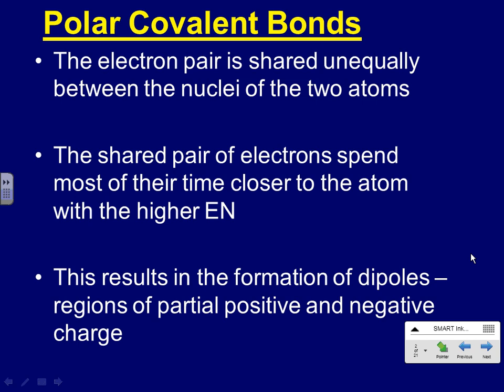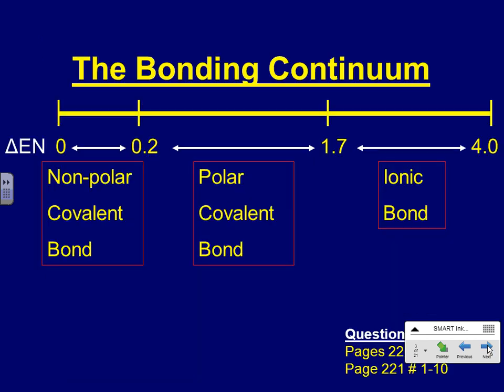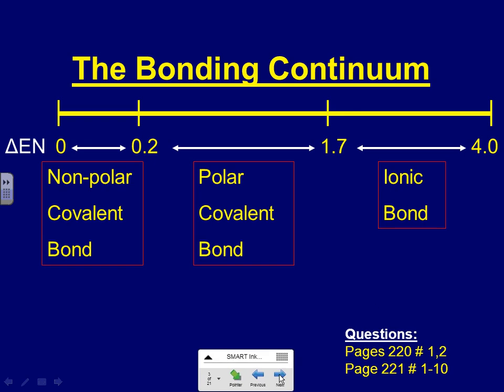This results in the formation of dipoles, regions of partial positive and partial negative charge. Again, very much like last year. And again, we have that delta En. If the difference is between 0.2 and 1.7, then we say that it is polar. And there's the bonding continuum there. 0 to 0.2 non-polar covalent bonds, polar 0.2 to 1.7, and 1.7 greater is ionic.